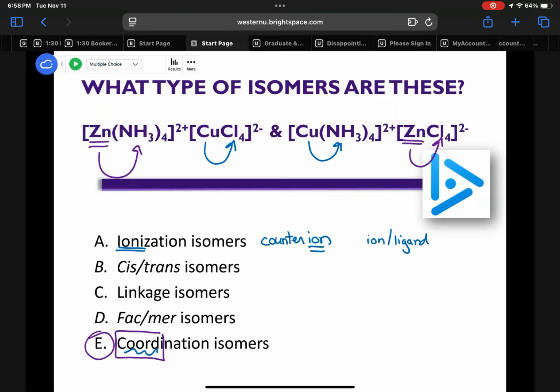For cis-trans isomers, that's when we have our square planar, and that's when we have two like donor atoms or two like ligands, where if they swap places, that makes a new complex. Linkage isomers, that's when we have the option of more than one donor atom forming that link to the metal. And fac-mer, what we just learned today, is when we have 3 and 3 like ligands, that's when we have to pay attention to whether they're on the meridian, they're planar, or if they're in that 3D structure like a face.